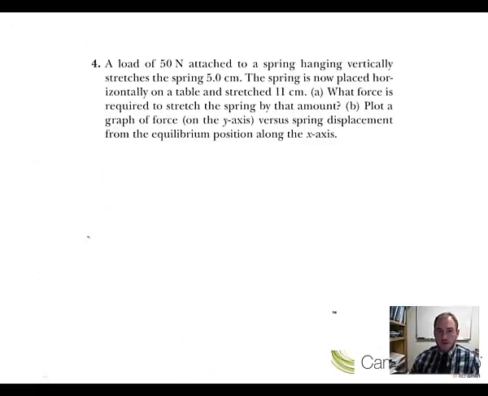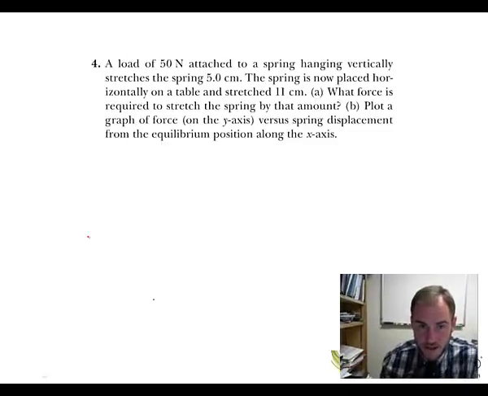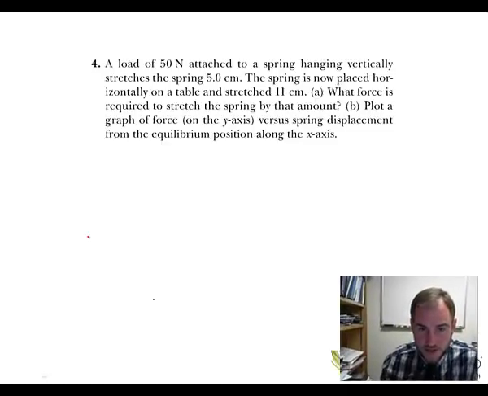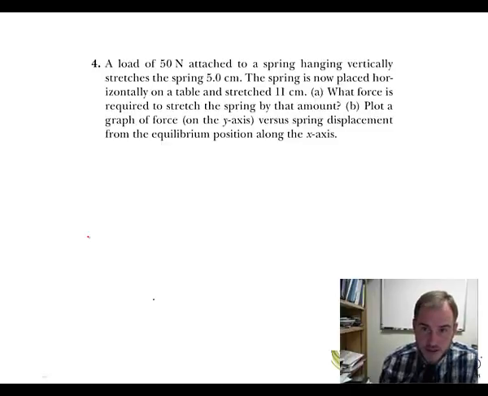The next one, we're going to do the same thing. Here the load is 50 newtons, so that already gives us the force. It's attached to a spring, and the spring stretches 5 centimeters. If the spring is now placed horizontally on a table and stretched 11 centimeters, what force is required to stretch the spring by that amount? We know what we want to use is F equals kx, but we don't know k. So let's solve for k.